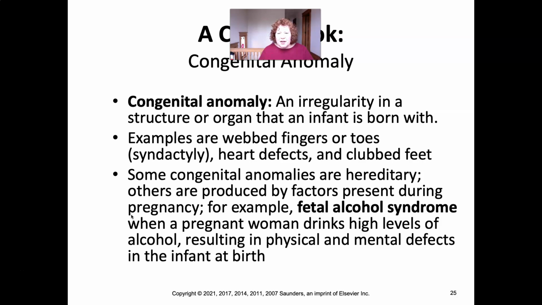Some congenital anomalies are hereditary. You can actually see them in families. They go through the DNA and it's just inherited. Others come because of factors that are present during the pregnancy, such as fetal alcohol syndrome. That's where a pregnant woman drinks high levels of alcohol, and that results in physical or mental or both birth defects for the infant.